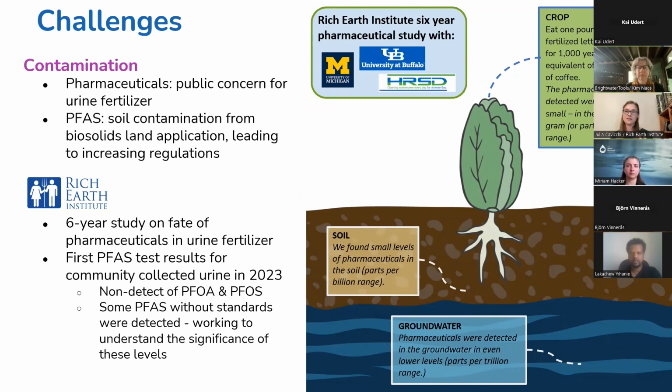And what they found is that really it doesn't seem to be uptaken in the crop at a significant level. So the way we communicate the smallness of the level that is in the crop is that you'd have to eat a pound of urine fertilized lettuce every day for 1,000 years to get the same amount of caffeine that's in a cup of coffee. And coffee, of course, is kind of the worst case scenario compared to the other contaminants because it's kind of the most common compound that's in urine.